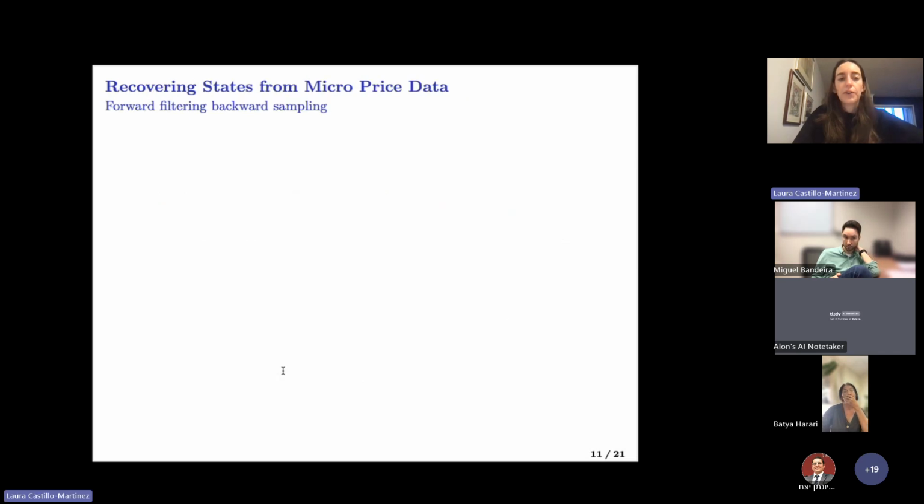Okay, so forward filtering. For those of you that it's been a while since you saw a forward filtering problem, what is it that we're trying to do here? Forward filtering simply means that you want to update your belief about the firm's hidden state. Remember, the hidden state is the reset price and the latent state, the free adjustment opportunity, as we observe prices over time.